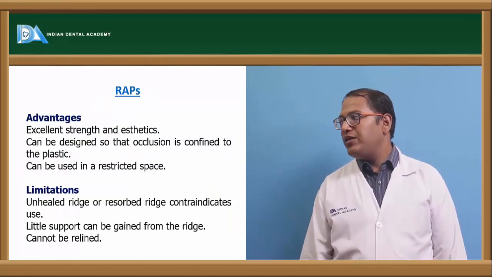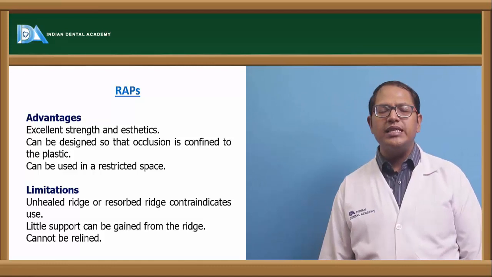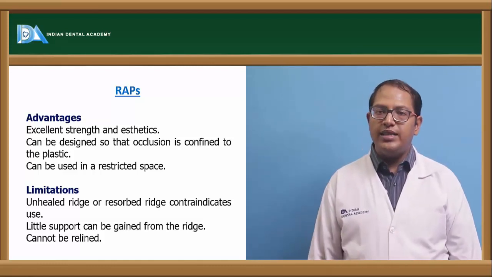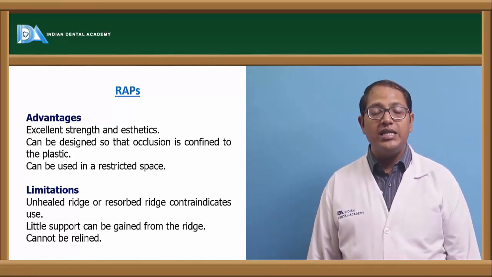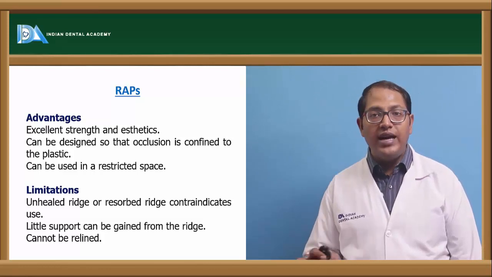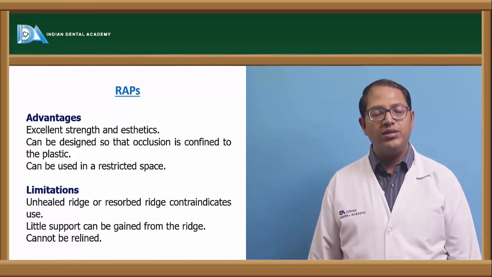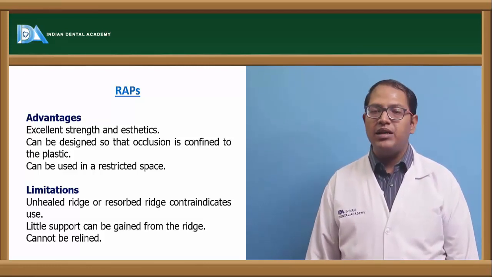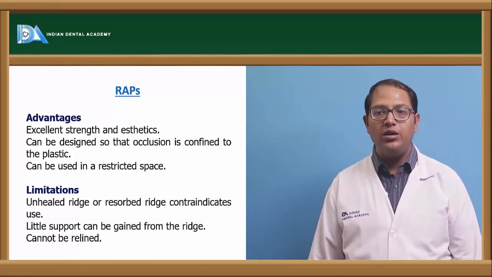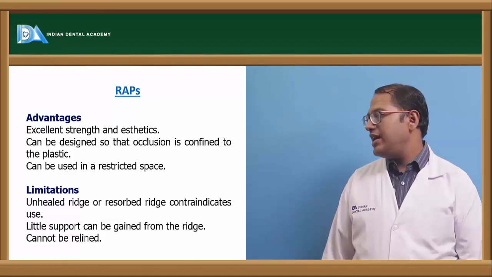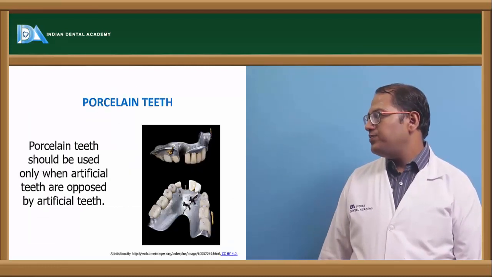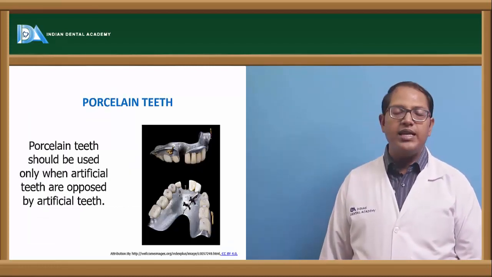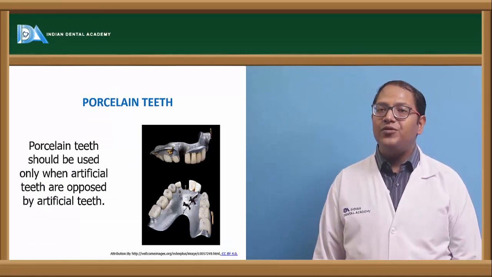Coming to wraps or reinforced acrylic pontics, what happens? Excellent aesthetics and strength are there. It can be designed so that the occlusion is confined to the plastic, and it can be used in restricted space as well. That is the advantage of this. Whereas the disadvantage, again the same: it cannot be relined, it cannot be used in a resorbed area, and little support is gained from the ridge. So those areas are not indicated for retention.